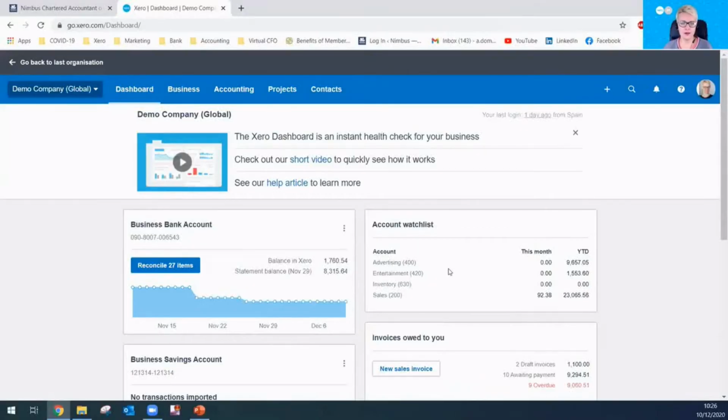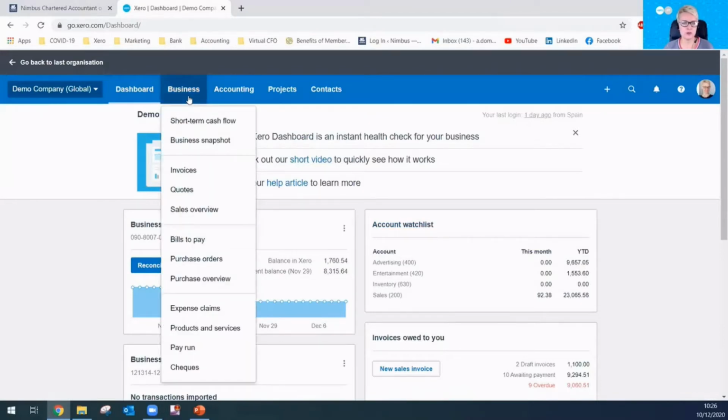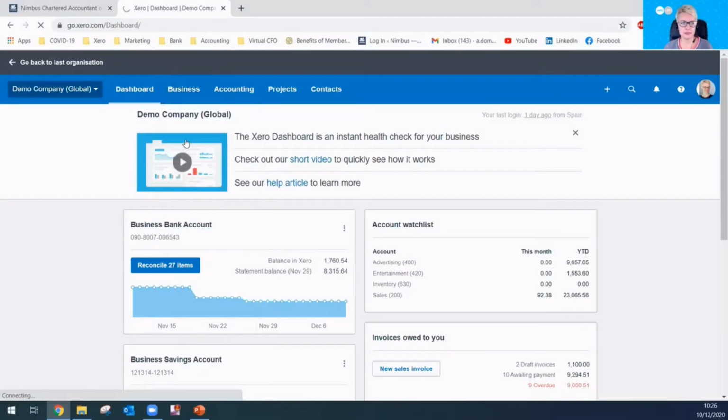A very high-level overview of what's going on in your business. To get a more detailed overview of the situation, there are two useful tools, very quick snapshots, but they give you quite useful information. So let's have a look at business snapshot first.